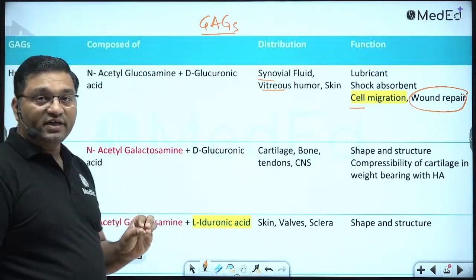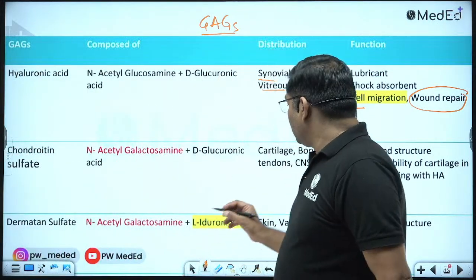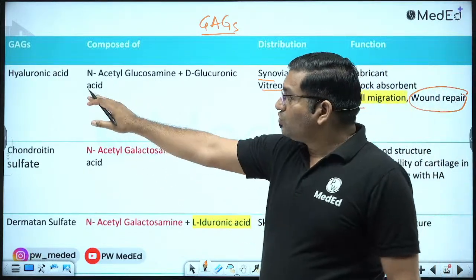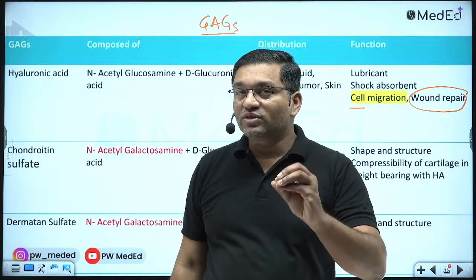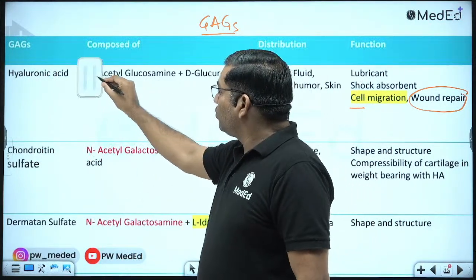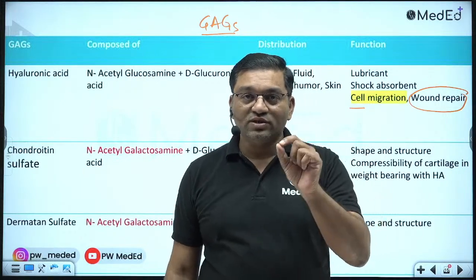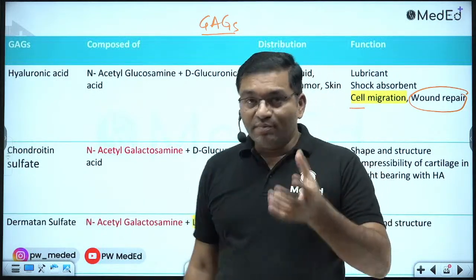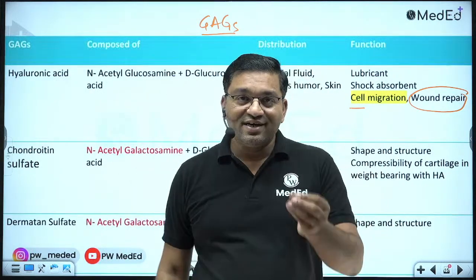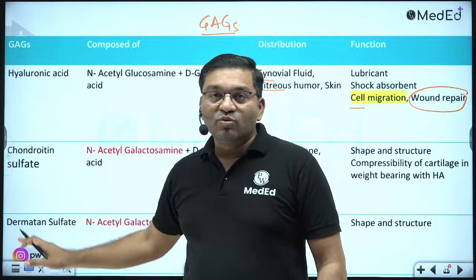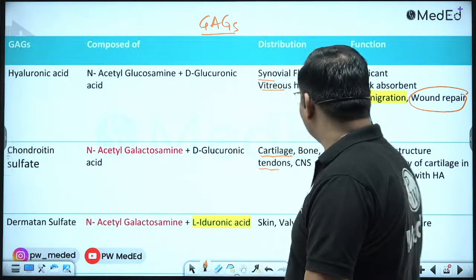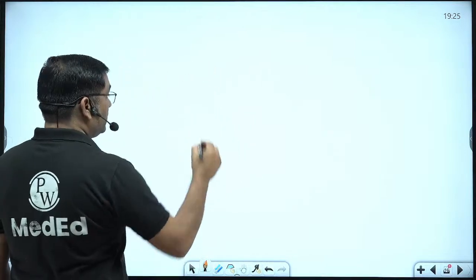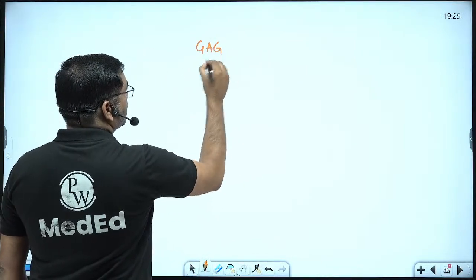Then chondroitin sulfate. It is present in the cartilage, bone, tendon. See, those whose name starts with H, they contain N-acetyl glucosamine. Those whose name starts with H, like hyaluronic acid, heparin, heparan sulfate, they contain N-acetyl glucosamine. They are repeating disaccharides. These mucopolysaccharides are repeating disaccharides. Repeating disaccharide means, see, in the glycosaminoglycan, they are repeating disaccharides.